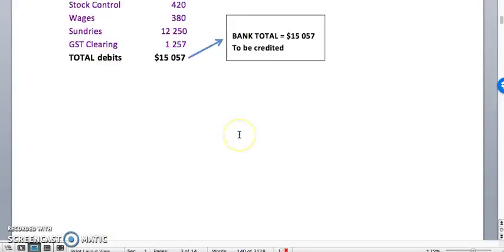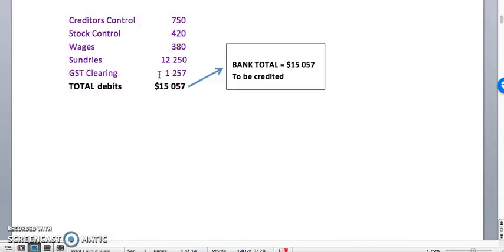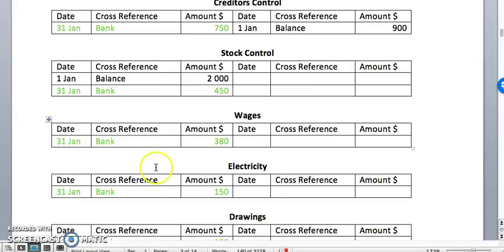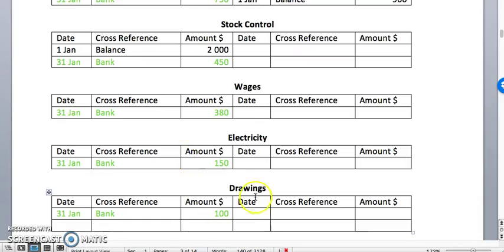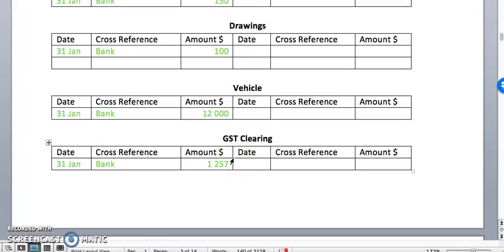You post out each individual transaction to its particular account. So in here, we had the idea of electricity. So we paid electricity on the 10th of Jan for $150. That means it's not posted to the sundries account. It is posted to the electricity account. Sundries is not an account. Electricity, same deal with drawings. We've got our vehicle as well, and then our GST.